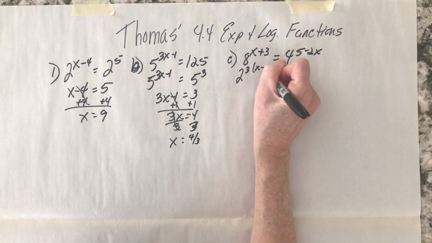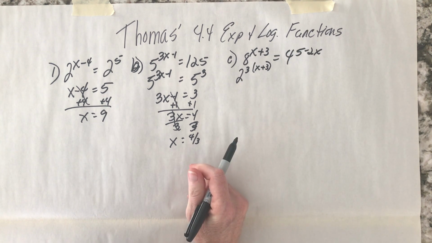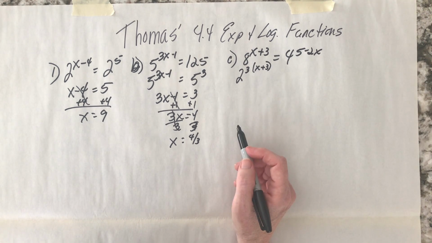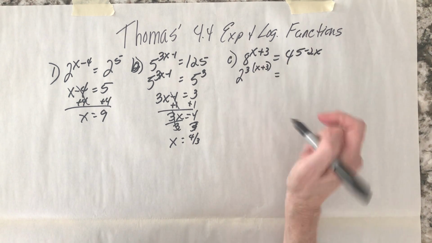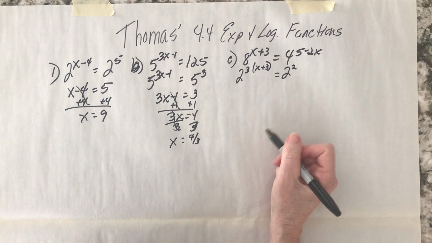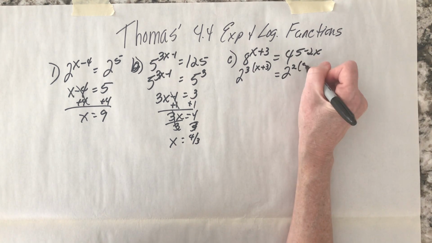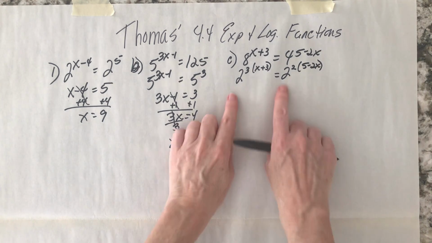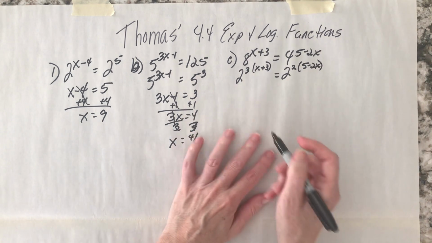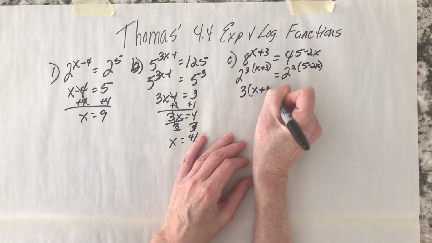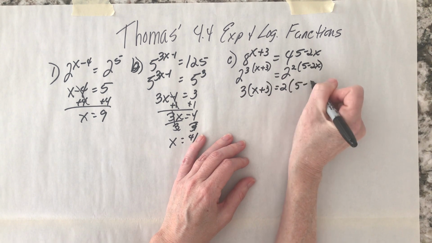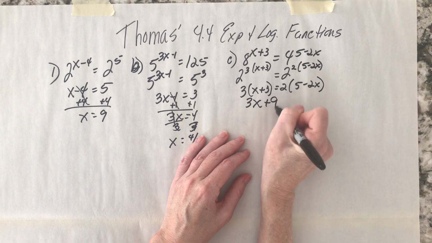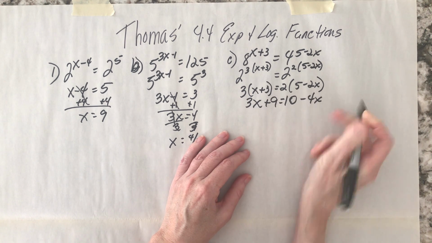And then it'll be multiplied times the exponent that's already sitting there. So that exponent of 3 gets to multiply times the pre-existing exponent. Same thing over here. 4 is 2 squared, and that exponent that we put up there will now be multiplied times the exponent that was already in place. Now the bases match, so the exponents can be set equal to each other. I'm going to distribute there. We get 3x plus 9 equals 10 minus 4x.